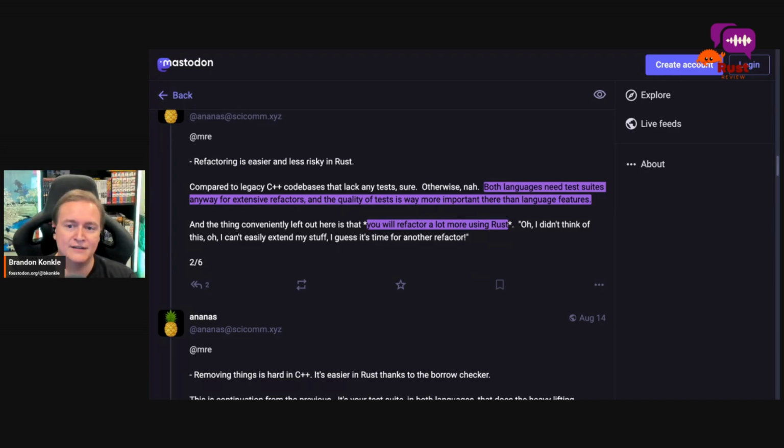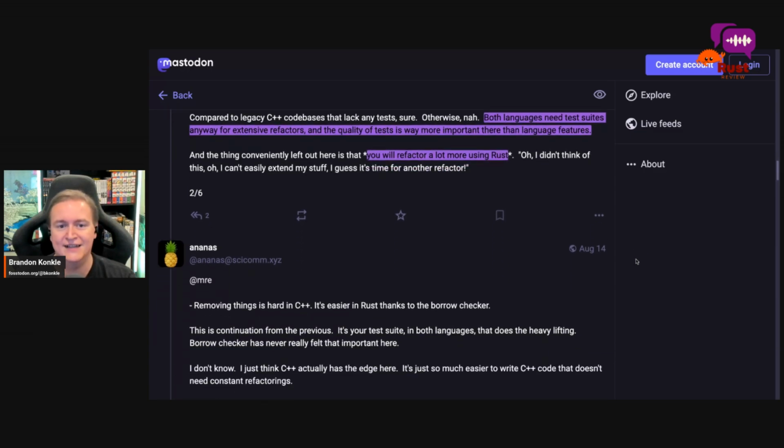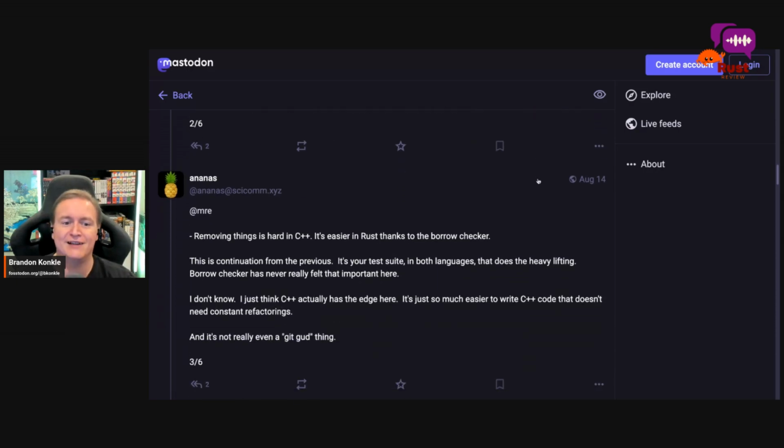And so there's less lifting done in the test suite, I think, even though he's right. The test suite is still required in both cases. There's no programming language that will magically reduce or remove the requirement for testing. And he points out as a downside, he says you will refactor a lot more using Rust. I contend that that's actually a good thing, that you can refactor a lot using Rust because you see better ways to do it, and you can do it without the stability anxiety we were talking about.